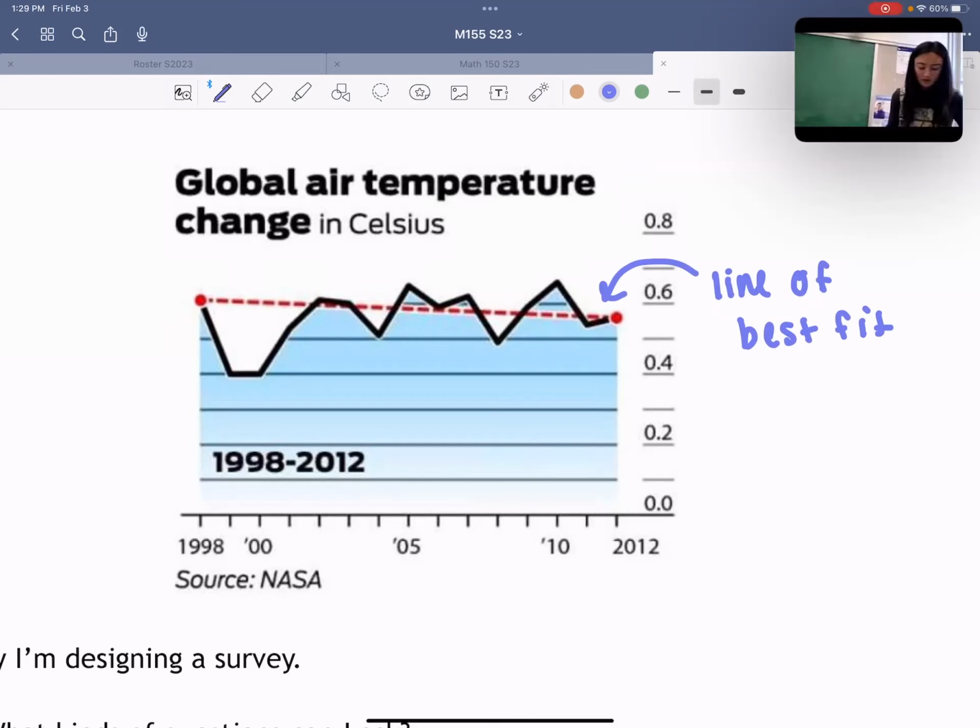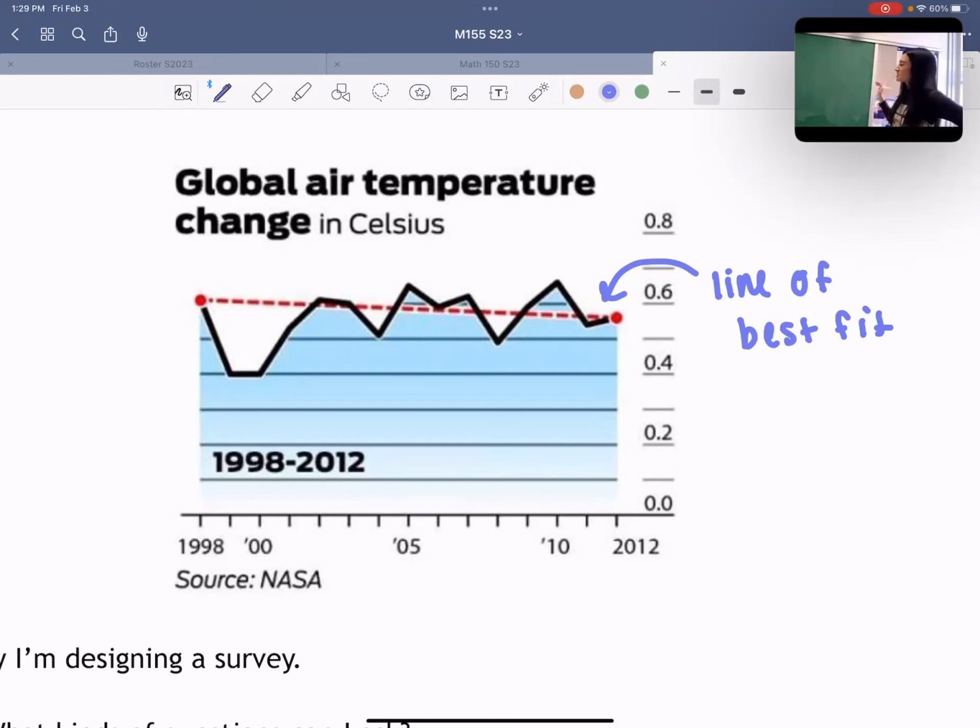Okay, what's wrong with this line of best fit? Alec? It's not accurate. It's not that accurate because it's the change. That actually might be true. Is it following the graph? If you ignore the red line, is that graph going up or down? The graph looks like it's going up, doesn't it? But the red line, the line of best fit, is going down.